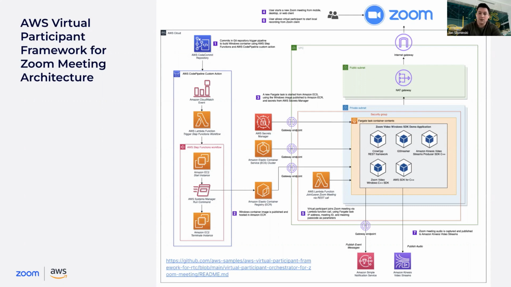Once the containerized application has joined the call, the meeting host can enable local recording, and the virtual participant will successfully publish meeting audio to Kinesis video streams. Similarly to joining a meeting, the virtual participant can also be dropped through an AWS Lambda API call or when the meeting has ended. To learn more about the framework details, visit the open source repository hosted on GitHub.